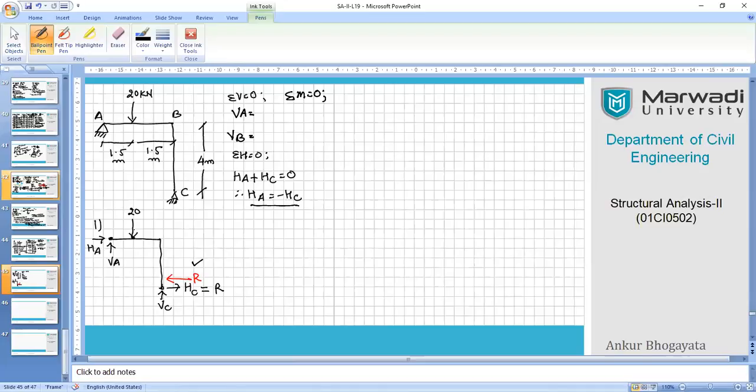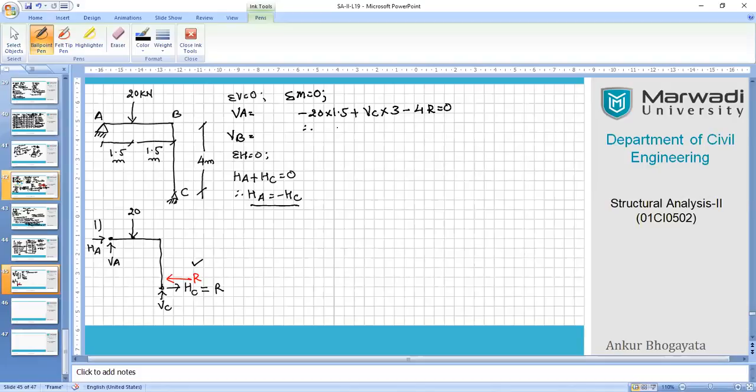So 20 into 1.5 gives you clockwise negative moment. VC into 3 meters will give you anti-clockwise positive moment, and R will again generate clockwise negative moment with respect to A at a distance of 4 meters. So we may write the first equation like this: negative 20 into 1.5 plus VC into 3 minus 4 times R equals 0.